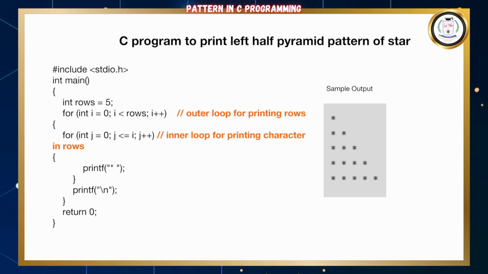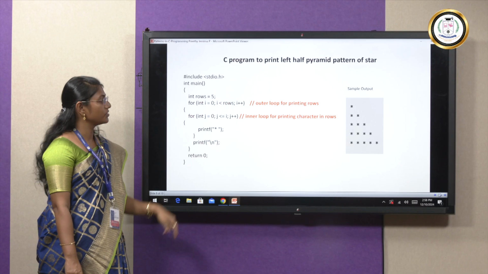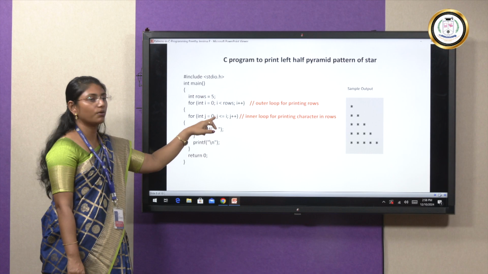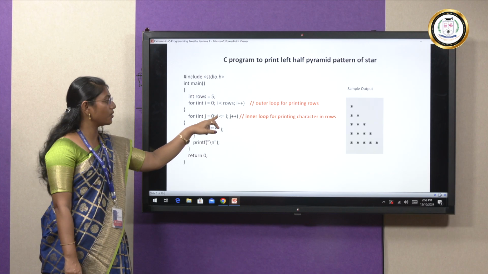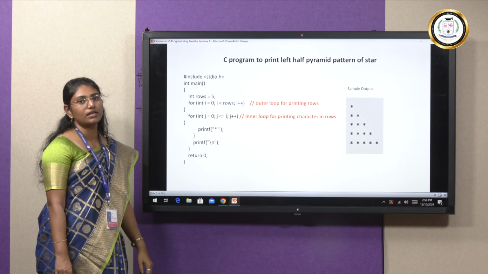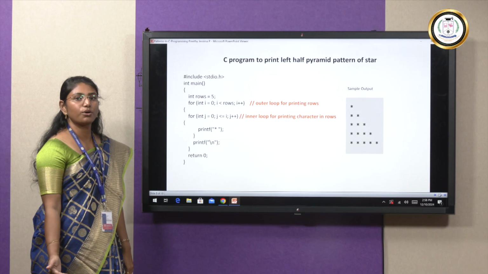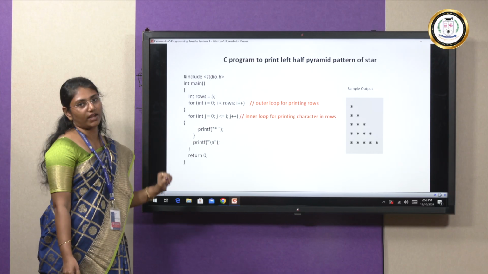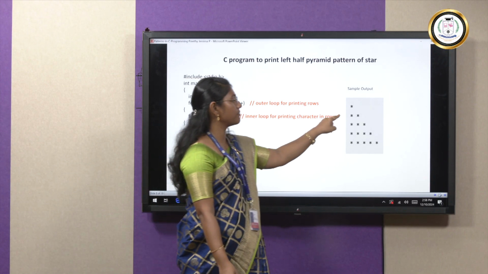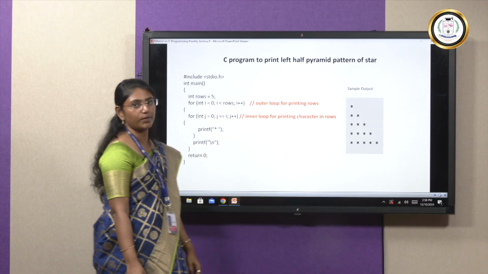Again I am allowed inside my inner for loop. So I will go inside and check whether J is 0, 0 less than or equal to 1. 0 is always less than 1, so my condition is true. I will print 1 star. So where will it get printed? In my second row, the first star will be printed.